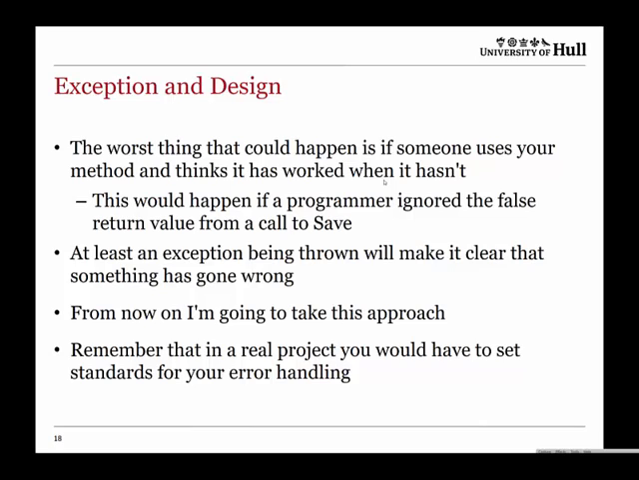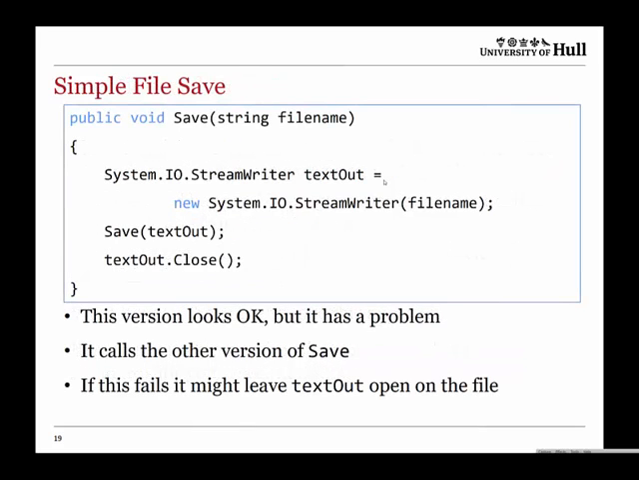I'd rather know the bad news than have something hide it from me. And catching exceptions and returning flag values is a bad policy as far as I'm concerned. This is Robert's simple save. Open the output thing, save it, close it.